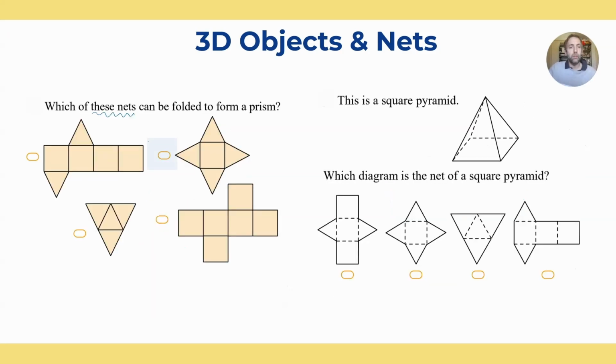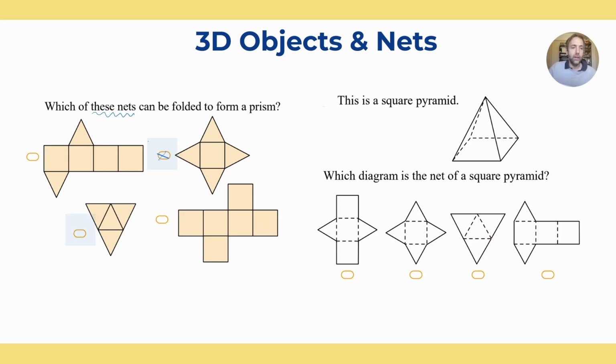This is taken from NatPlan, and NatPlan is a good resource to start building you up to a LANTITE level. Now remember, a prism, we need to be able to fit the same shape all the way through. This one is a square-based pyramid. I've got 1 square and 4 triangles. So that one won't work because I won't be able to get the square from top to bottom. So that is not a prism.